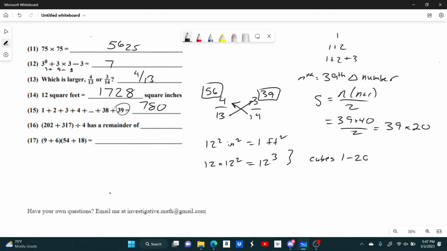Okay, so pretty straightforward. You just need to know this formula, and then you're pretty much set.